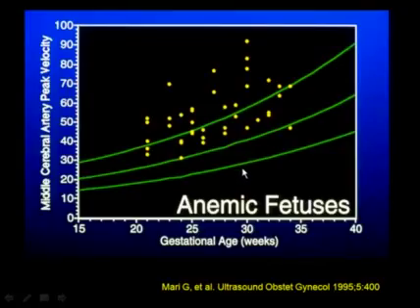In 1990 we did a study, and in this study we went to look at the middle cerebral artery peak systolic velocity obtained in fetuses who were anemic at cordocentesis, and we plotted the values above the reference range. And what we saw is that in many cases the blood velocity was above the upper limit of normal. However, there were many other cases in which the blood velocity was within the reference range.